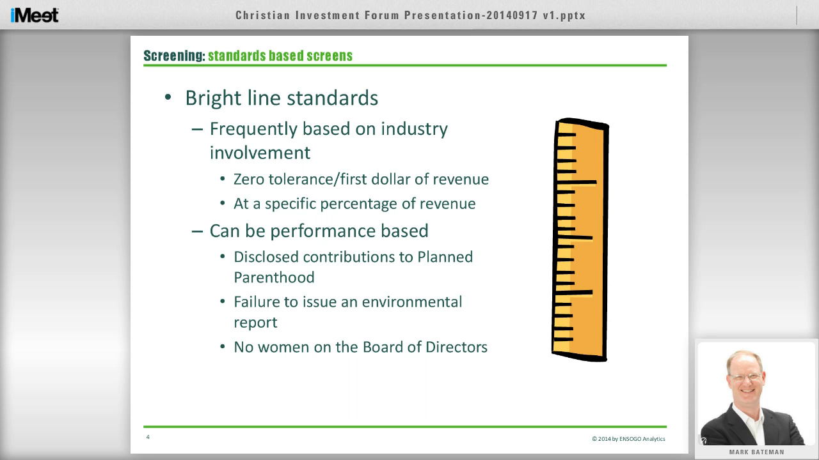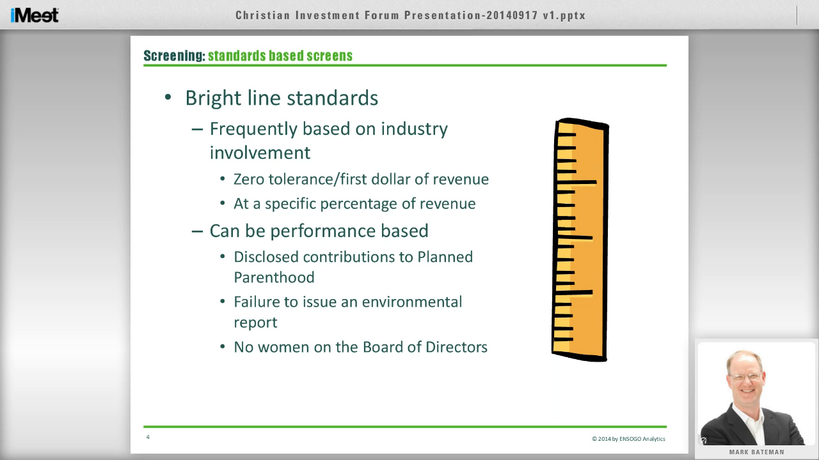And that revenue threshold can be set at a number of different levels, and it may in part depend on the research vendor and how they've structured their research. So IW Financial, as an example, has thresholds at 0% of revenue, that zero tolerance threshold, 1%, 5%, 10%, 20%. And it gives you the ability to set those thresholds at those levels depending on what level of intensity you and your client bring to a certain topic.